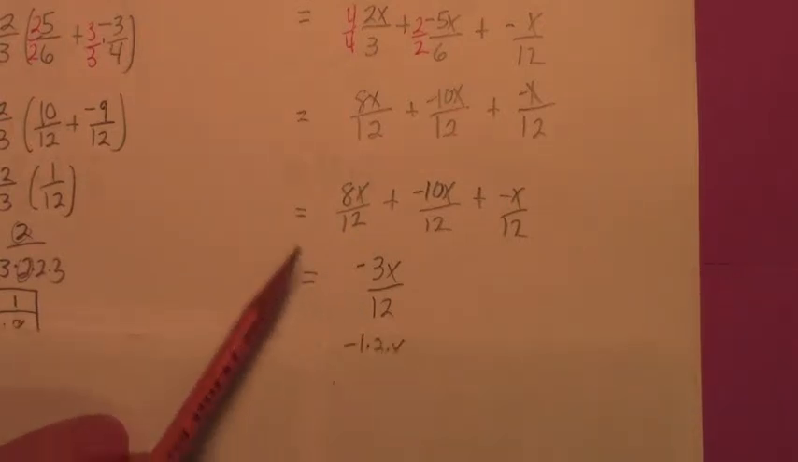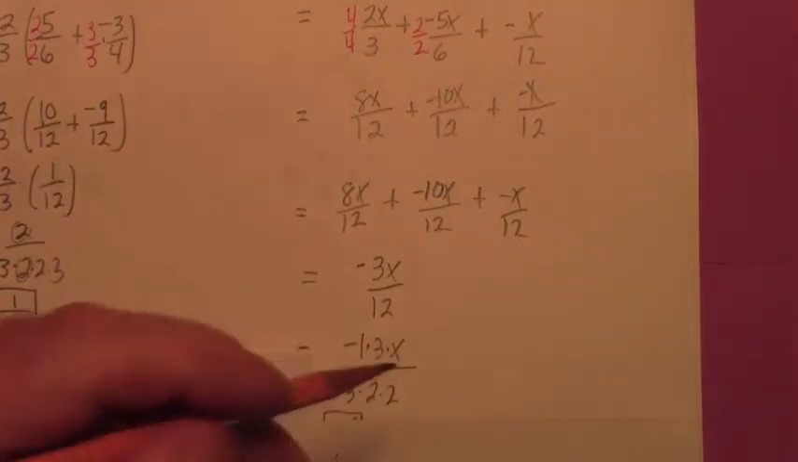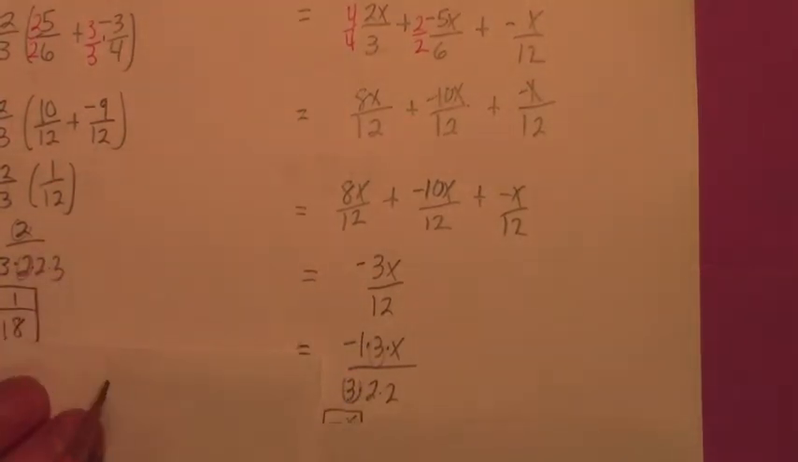No, you can reduce it. You factor top and bottom. You can cancel a factor of 3, and your answer is negative x over 4. And then I'll give you some to practice.